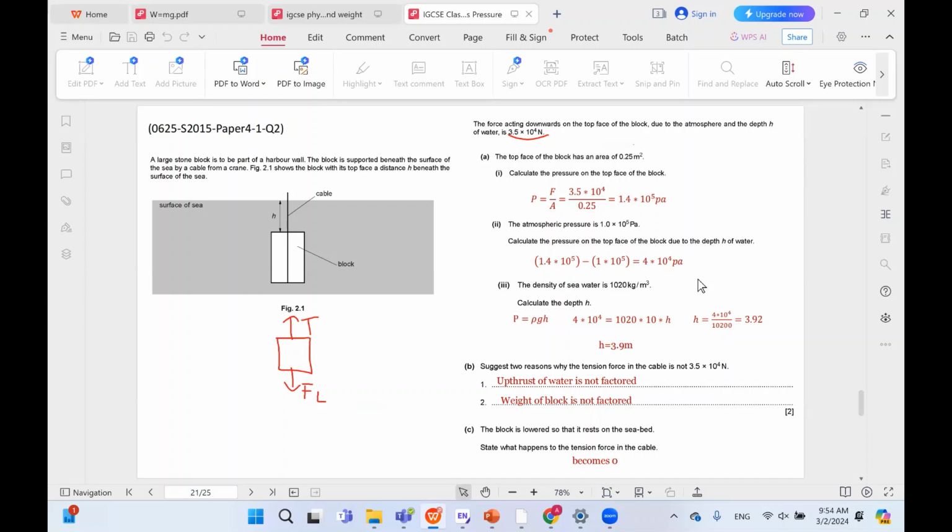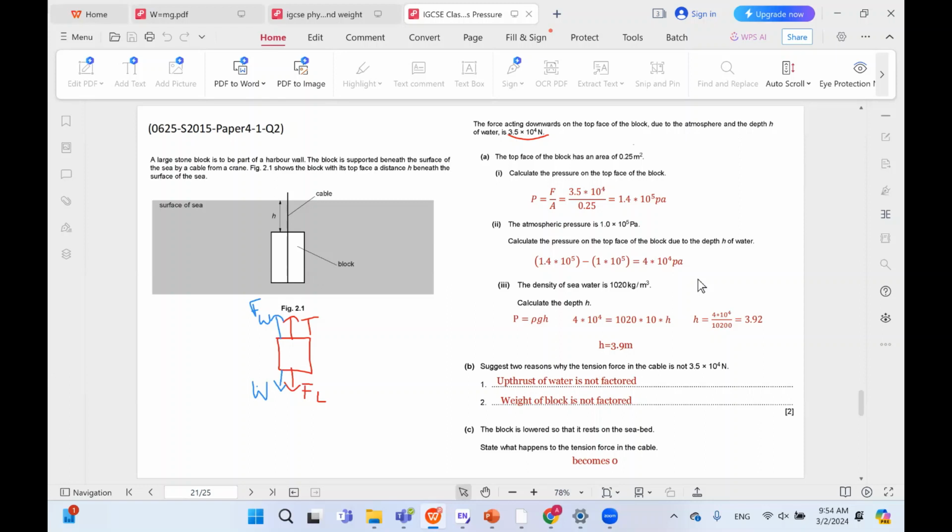because other forces have not been factored, such as what? Such as the weight of the block. So W, this has not been factored. Furthermore, there is an upthrust of water here. So other than the downwards force that they told us about, we also have an upthrust force by the water. These are two forces that have not been factored, and these would change the result. So this is why they are not equal to each other.